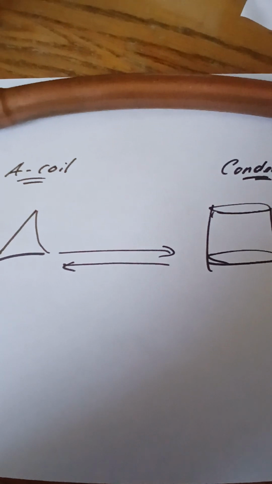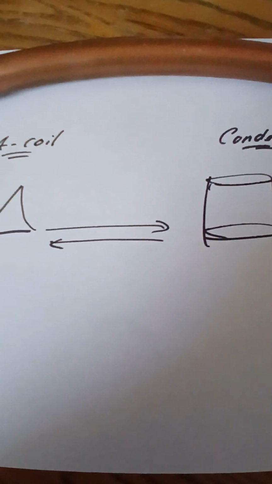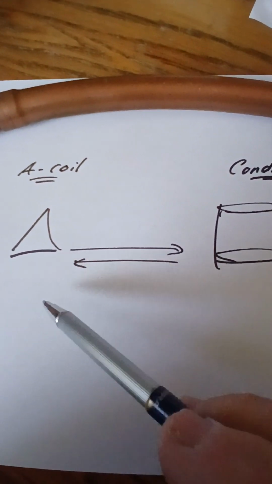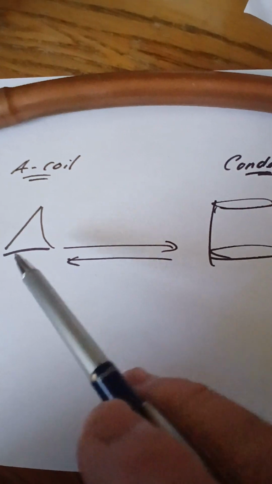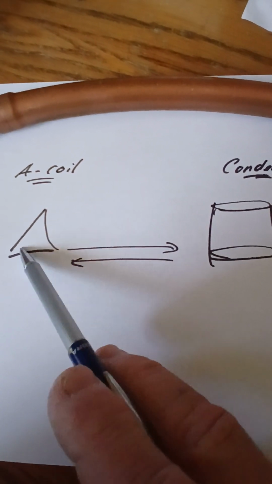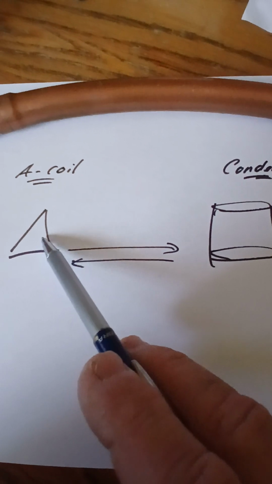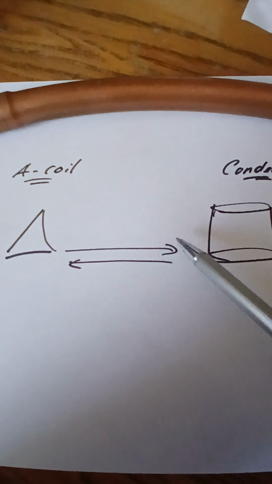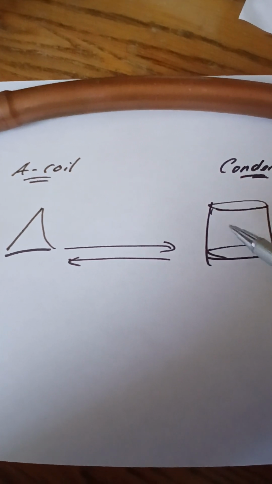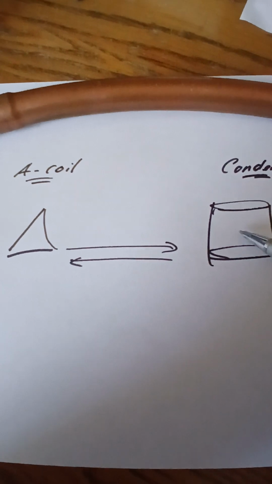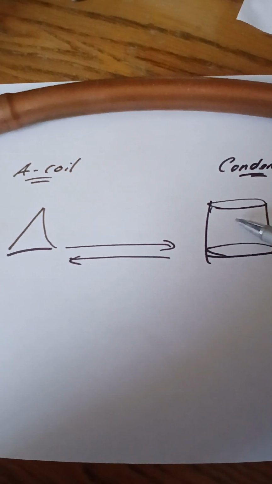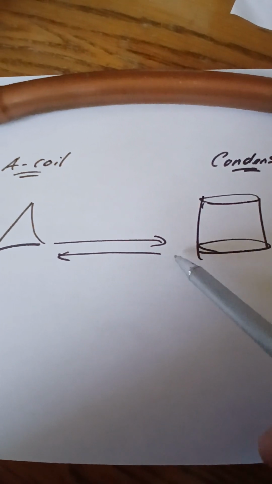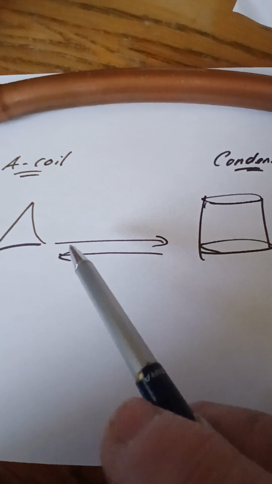The A coil part would be inside of the air handler, on top of the air handler, on the side or something. And this actually is where the refrigerant would boil. Then it would exit the A coil and head towards the condenser. Once it goes through the condenser, it's got a compressor in here, and the compressor compresses it. It goes from a low pressure vapor to a high pressure vapor, and then to a liquid, and then it goes back to the unit itself.